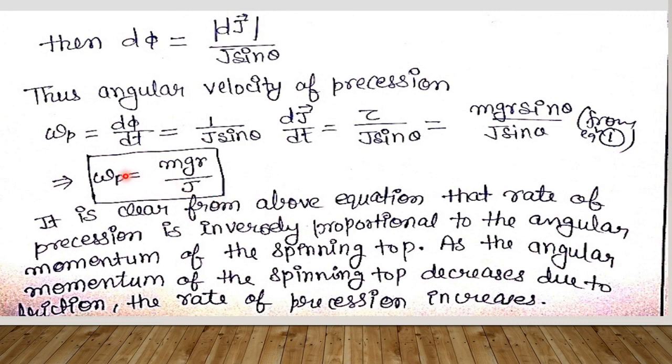Also, we can write mgr upon J, where J equals I omega. From this, tau upon J sin theta gives omega p. So we can write this equation as tau equals omega p J sin theta, and in vector form we can write tau equals omega p cross J, where theta is the angle between omega p and J.